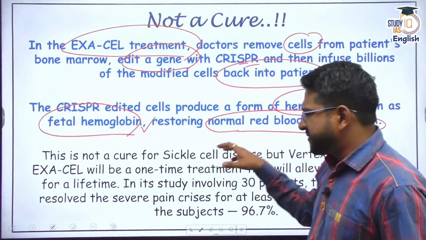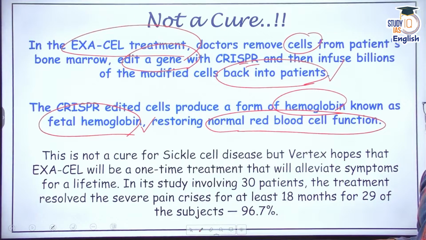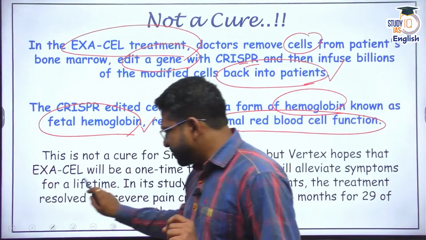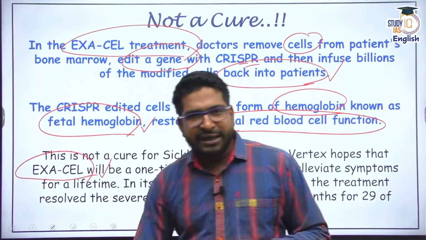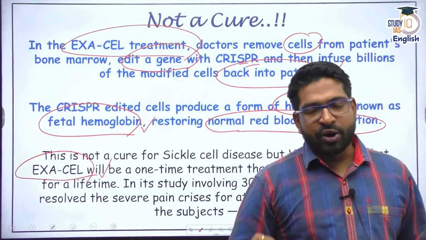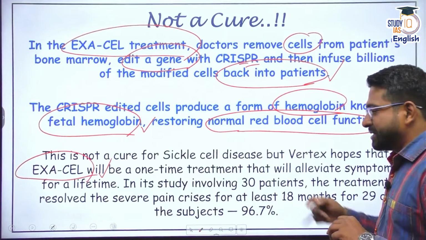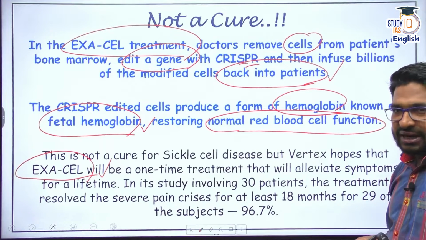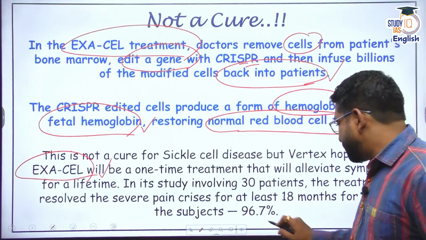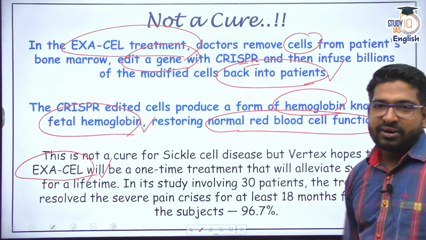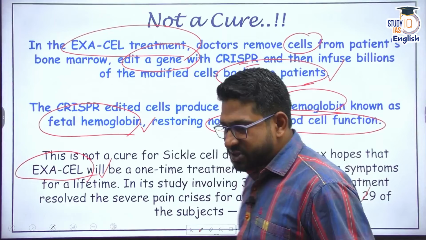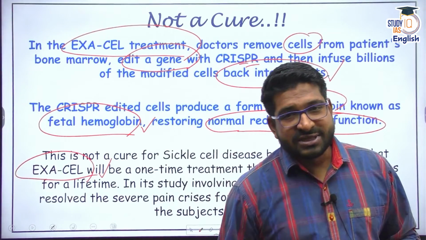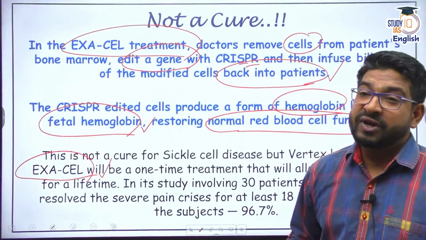What Vertex Pharmaceutical suggests is this might be a one-time treatment method where Exocell, billions of genetically edited hemoglobin cells or RBCs, are inserted into the patient. In the last 18-month study, 29 patients have shown great improvement in whatever symptoms are connected with sickle cell disease. So it is a treatment, it is not a cure.